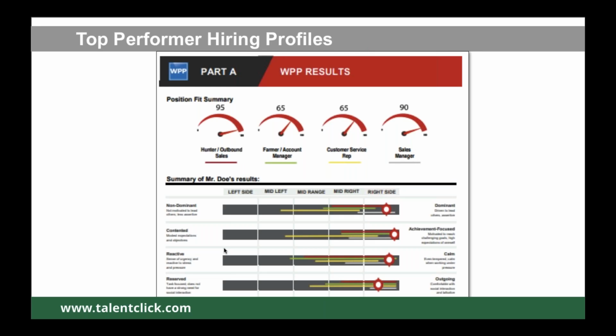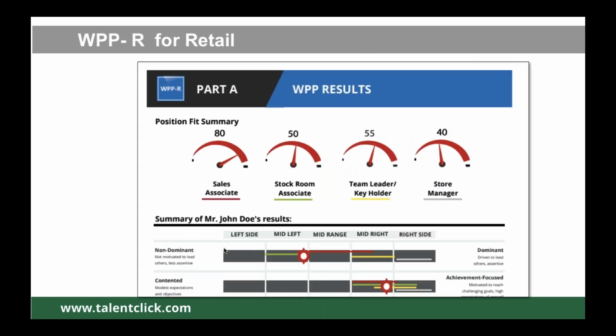Here's another example. You can see a few of the different dimensions on here, not just the first one. You can see what it looks like when we add in a few other things, such as contented, reactive, reserved, and so on. At a glance, the gauges at the top can tell a recruiter, especially a younger, unsophisticated recruiter, is this person a good fit for this role? Well, yes, 95th percentile or 95% fit for a sales hunter role, but only a 65% fit for sales farmer or CSR.